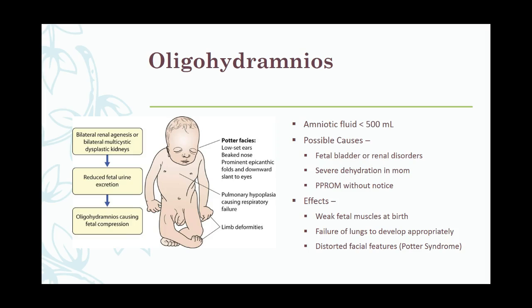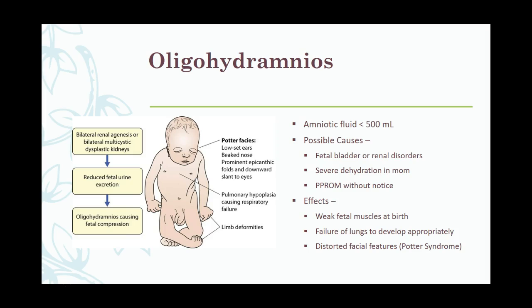Oligohydramnios. This is the one where we have too little amniotic fluid, so less than 500 milliliters. Some possible causes of oligohydramnios include a fetal bladder or renal disorder, severe dehydration in mom, or a premature rupture of membranes without the mom noticing. So basically her membranes have ruptured, she's continued to leak fluid, and she doesn't really know that that's happening.